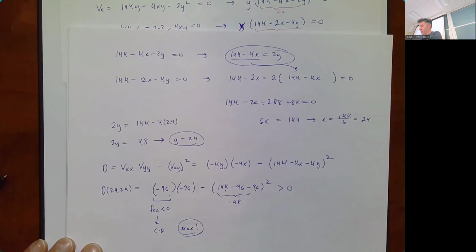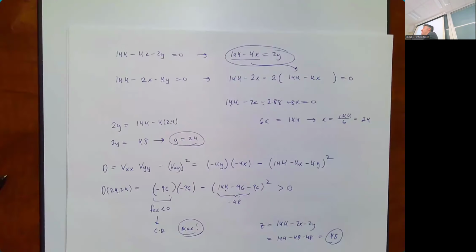And then we go back and find Z, and we see that Z is equal to 144 minus 2x minus 2y. That's 144 minus 48 minus 48, which ends up being 48. So the dimensions of our largest box that meets the requirement is 24 inches by 24 inches by 48 inches. So now we do the same problem in a different way.